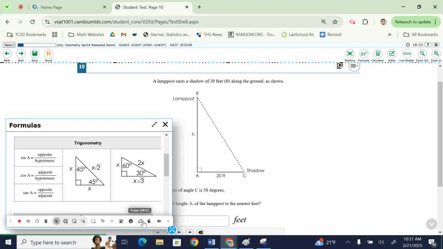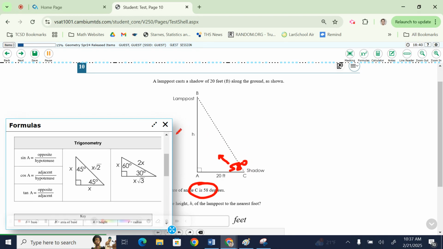So to do this problem, we're going to take the angle they give us. So the angle they give us is angle C, 58 degrees. I'm going to put that in my picture. That is the angle that we're going to reference the naming of the three sides from. I'm going to draw an arrow from that angle across the figure.